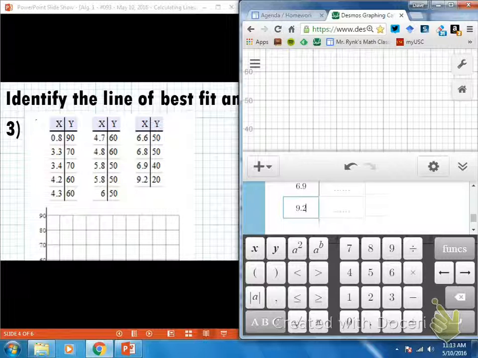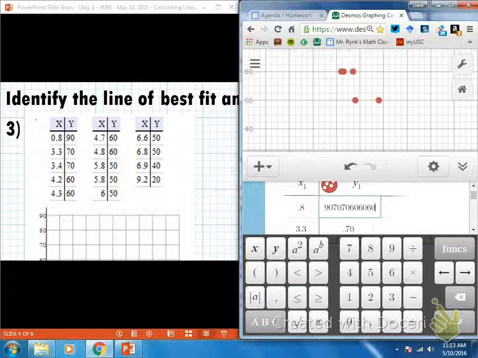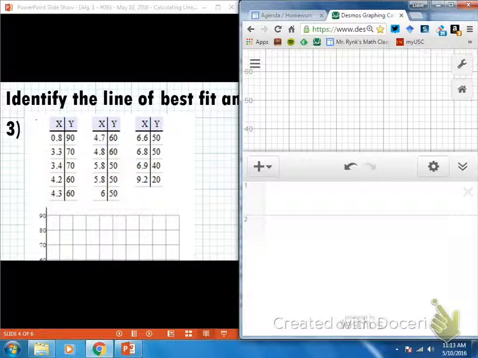Okay, those are all my X's, and I'm going to do the Y's also. Make sure you pair up the Y's correctly with the X's, otherwise it's going to be wrong. I think I did something wrong here. Let's try it again. 90. Start over.